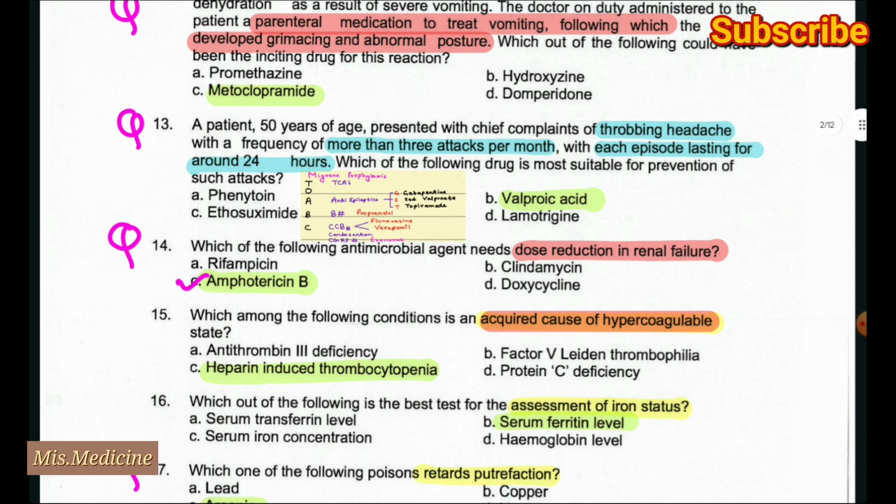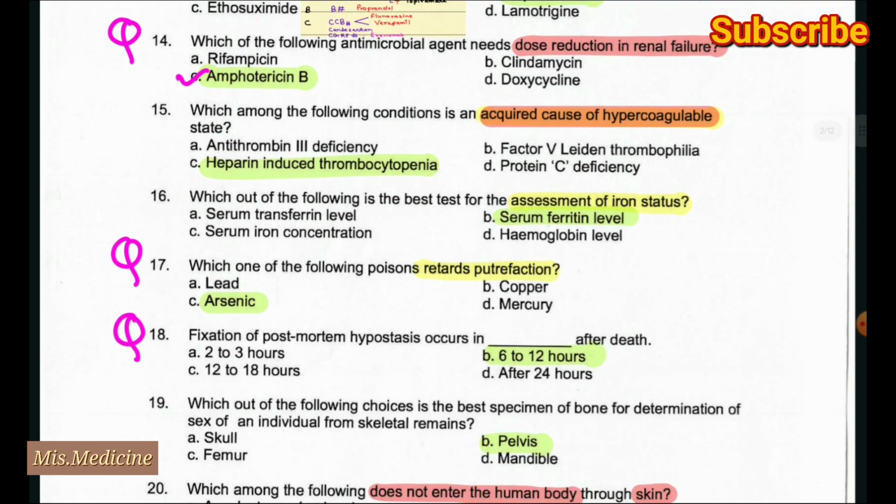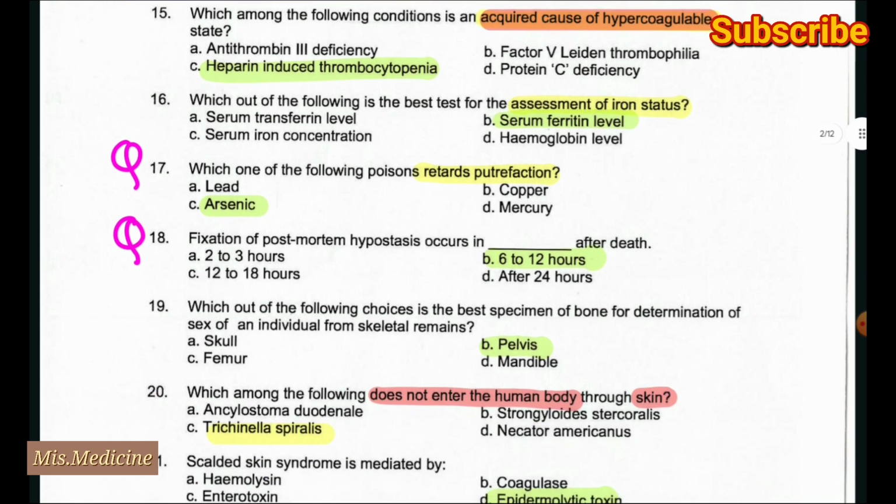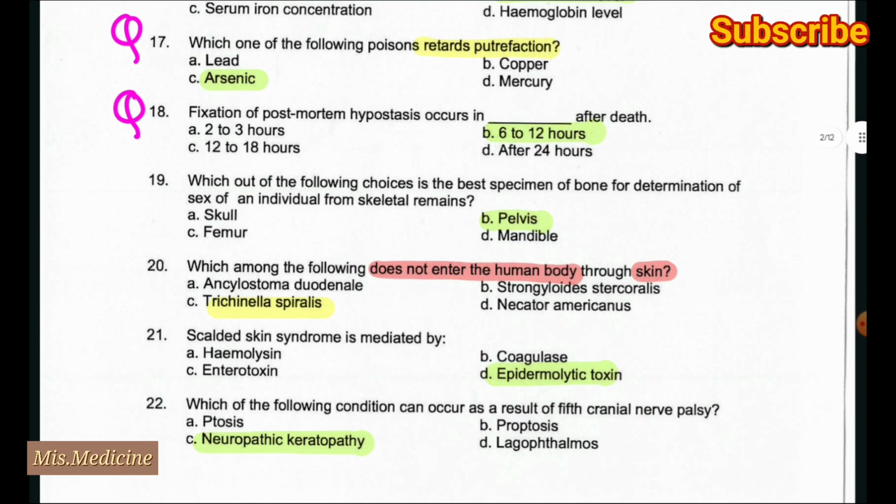Next question, which one of the following antimicrobial agents needs dose reduction in renal failure? Amphotericin B. 15th question is, which among the following conditions is an acquired cause of hypercoagulable state? Heparin induced thrombocytopenia. Next question is, which out of the following is the best test for the assessment of iron status? Serum ferritin level. Next question, which one of the following poisons retards putrefaction? Arsenic.